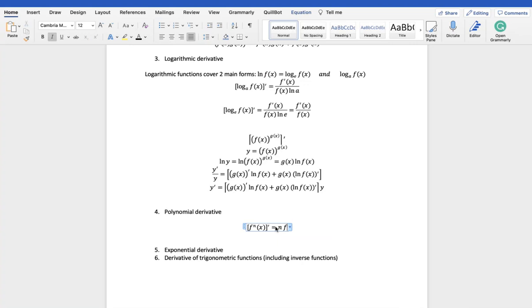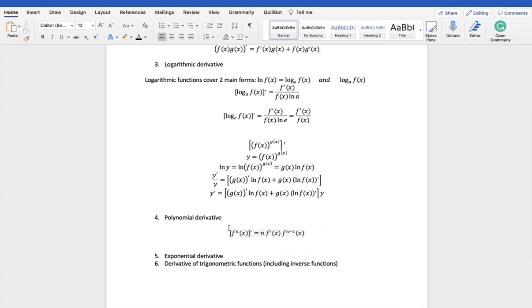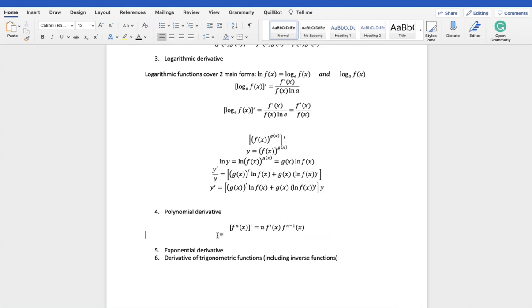which is f prime x, right? Multiplied by the original function, but now to the exponent of n minus 1. So you subtract 1 from the exponent, the order of the function, right? So that is the general form. We'll look at a few problems as we move along, but this is just to sort of introduce the concepts.